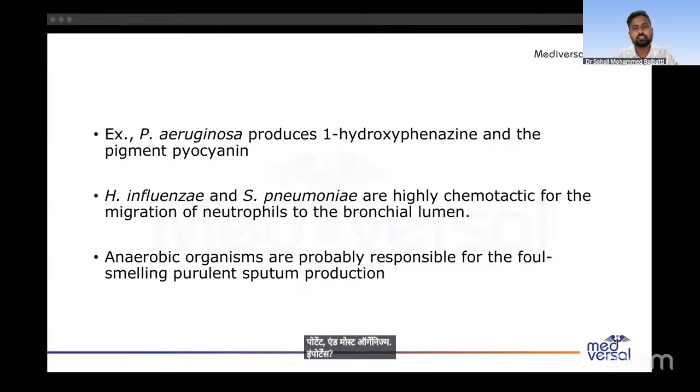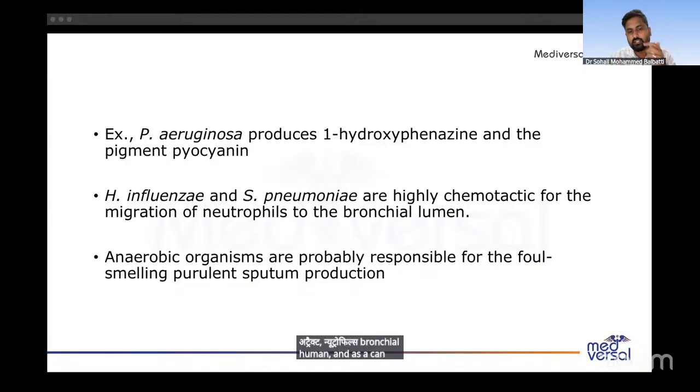It produces a chemical called 1-hydroxyphenazine and a pigment called pyocyanin that helps it to stay inside the lung for a longer period of time. Similarly, we have Haemophilus influenzae and Streptococcus pneumoniae. They also have a very high chemotactic factor, which helps attract neutrophils to the bronchial lumen, and as an inflammatory cascade, it can lead to bronchiectasis.